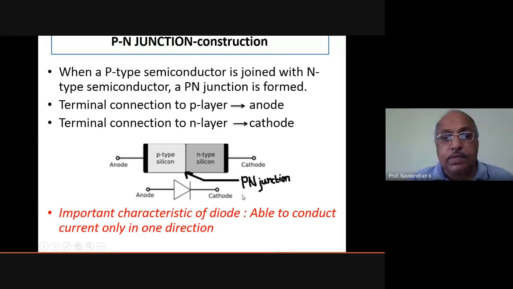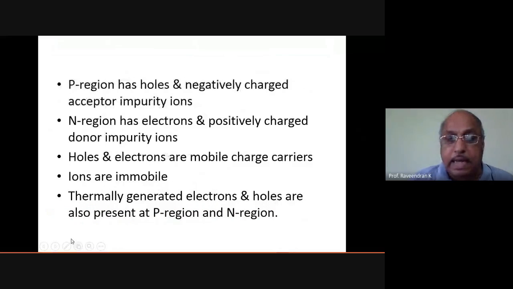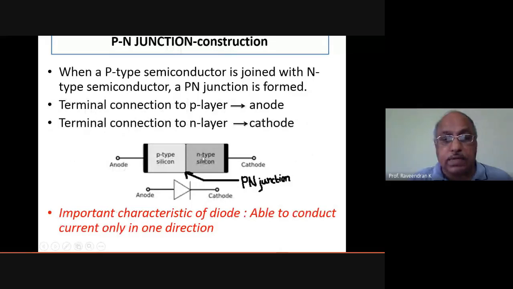So here, this particular junction is what is called the PN junction. The junction is formed by the P-type material and N-type material. That is why it's called the PN junction. And this PN junction is usually represented in an electrical symbolic way. This PN junction is actually nothing but a PN junction diode.